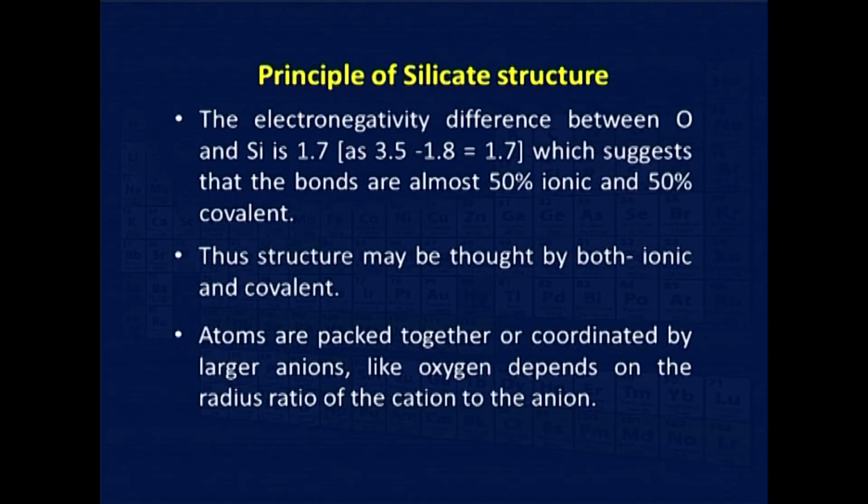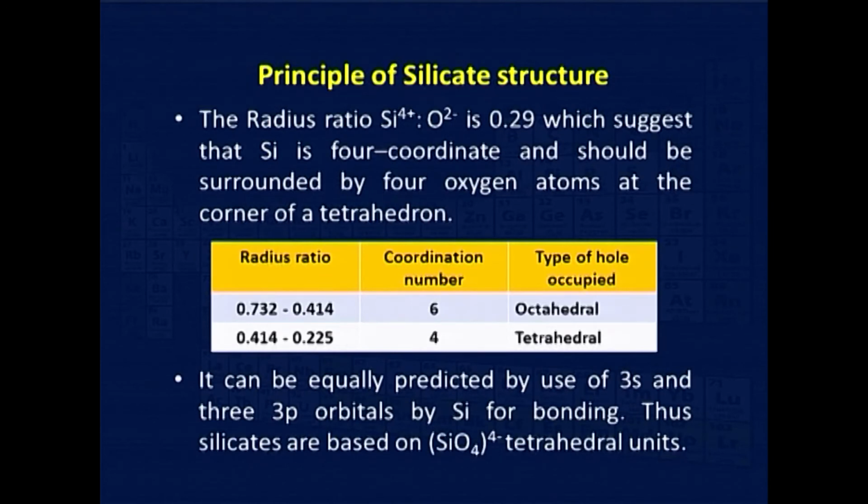How the atoms are packed together or coordinated by the larger anions like oxygen depends on the radius ratio of the cation to anion. The radius ratio of silicon and oxygen is 0.29, which suggests that silicon is 4 coordinate and should be surrounded by 4 oxygen atoms at the corners of a tetrahedron.